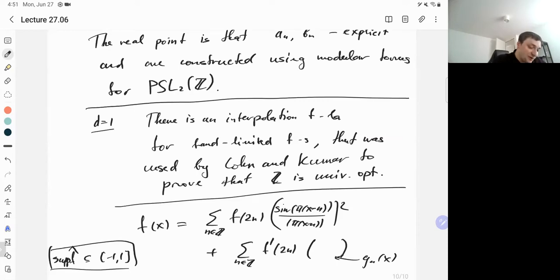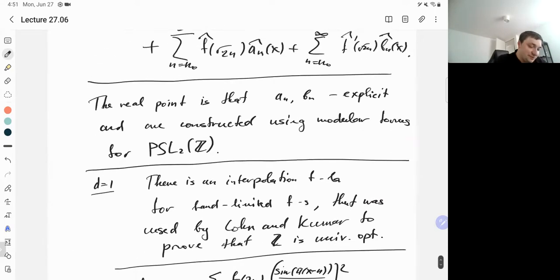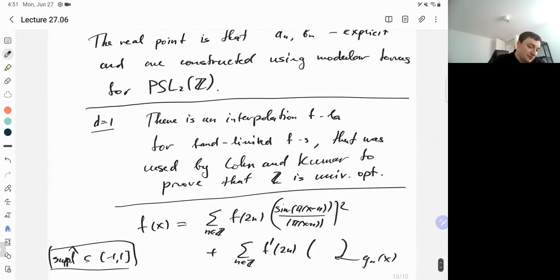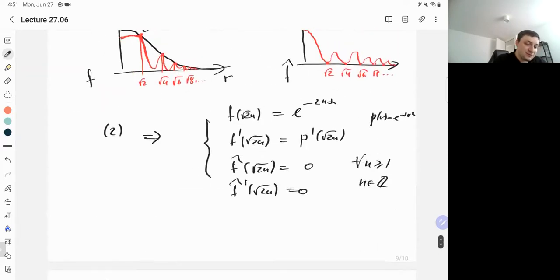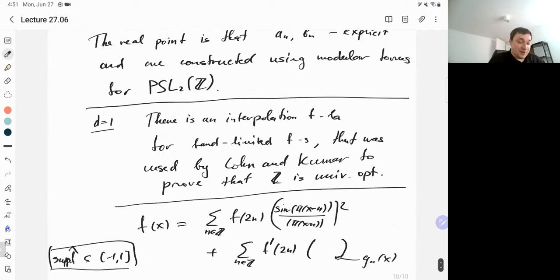And there's some speculation that there should be some intermediate space of functions for dimension 2, because there something similar happens where you do not have enough information from these conditions, but I don't know. So maybe I can explain more on Friday. Okay.